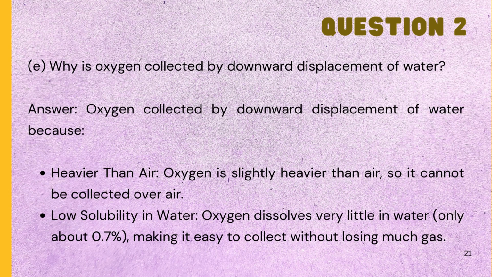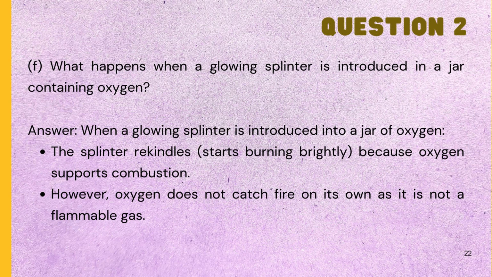F. What happens when a glowing splinter is introduced in a jar containing oxygen? Answer: when a glowing splinter is introduced into a jar of oxygen, the splinter rekindles and starts burning brightly, because oxygen supports combustion. However, oxygen does not catch fire on its own as it is not a flammable gas.